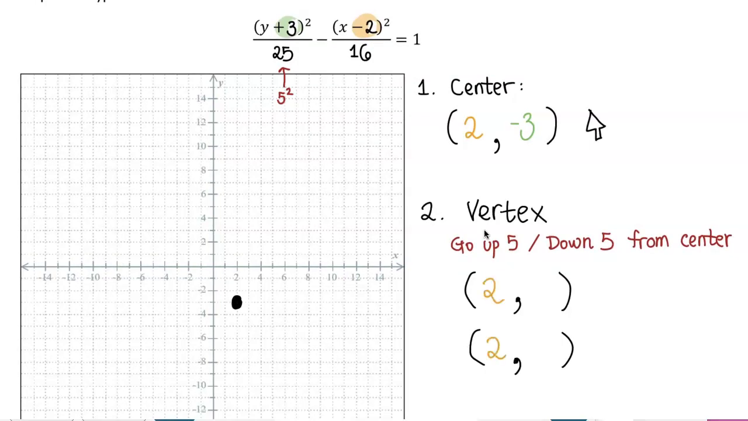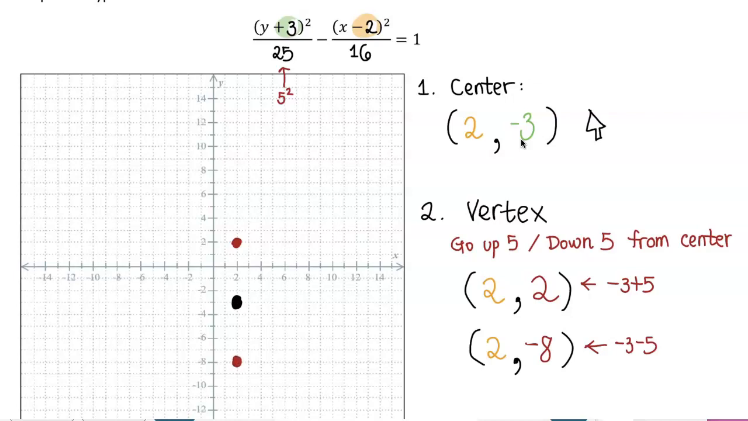But because we go up 5 from the center y value of negative 3, this first one, let me do negative 3 plus 5. And we will get 2 as the first vertex. But I can also go down 5 from negative 3, right? So if you go down 5 from negative 3, you're down at negative 8. So plot those two vertices, okay? So one at 2, 2. And the other one down at 2, negative 8.